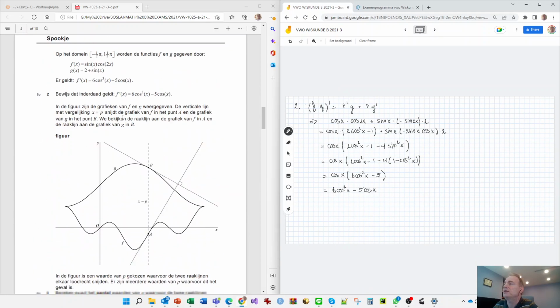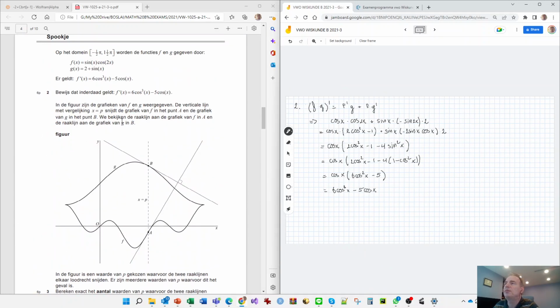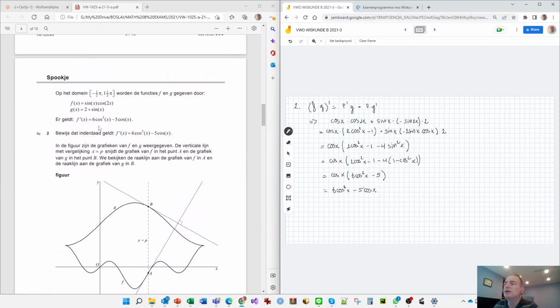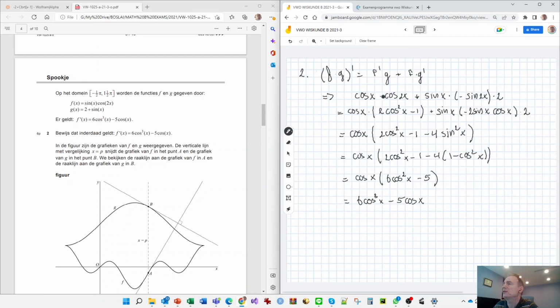Okay, next question. This is about a function that looks like a spookje, which is a coast. Looks like a coast. So there's given a domain here. We have a function f and g given here, and then they state that the derivative of f is given here, and you have to prove that.